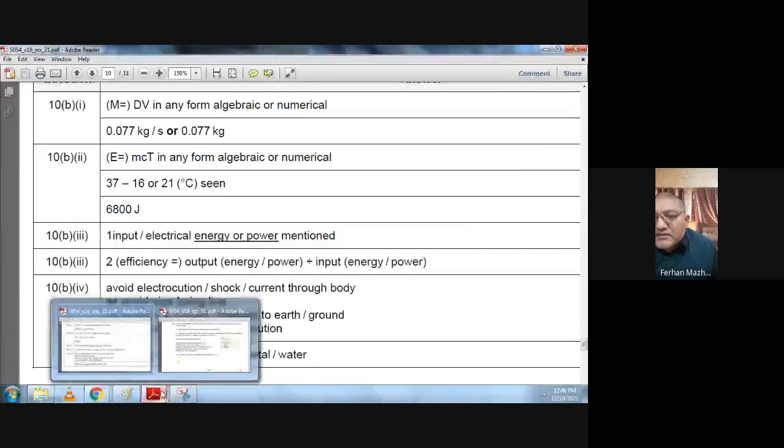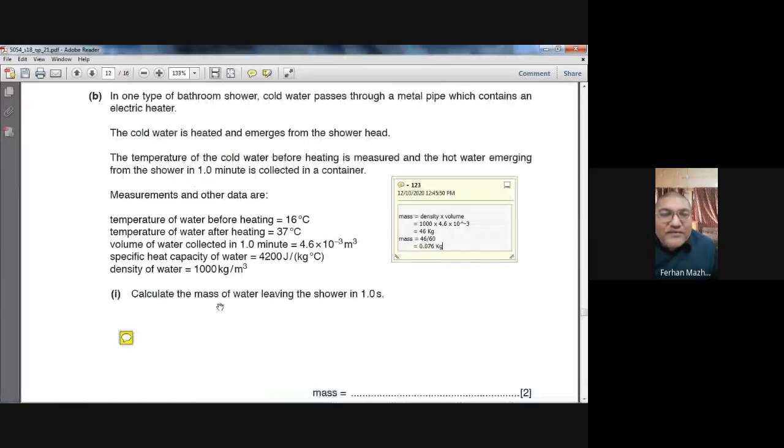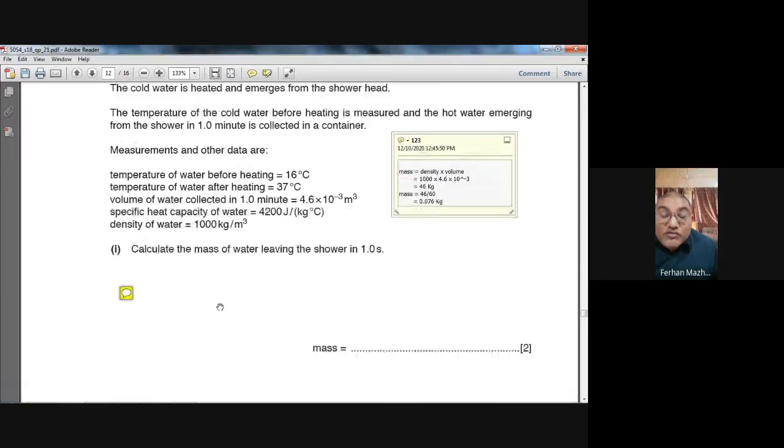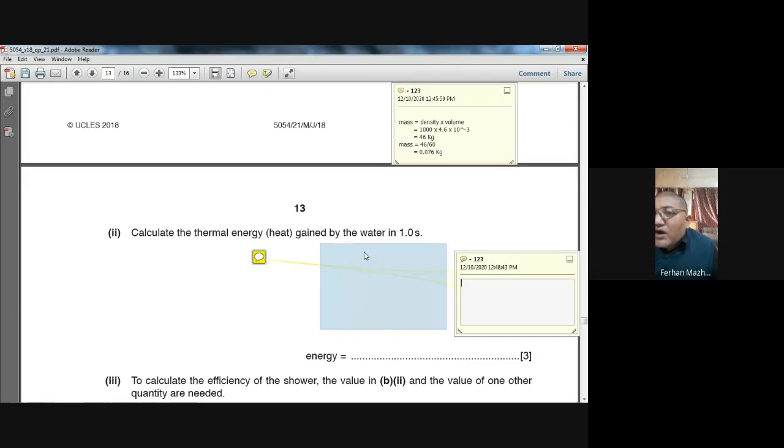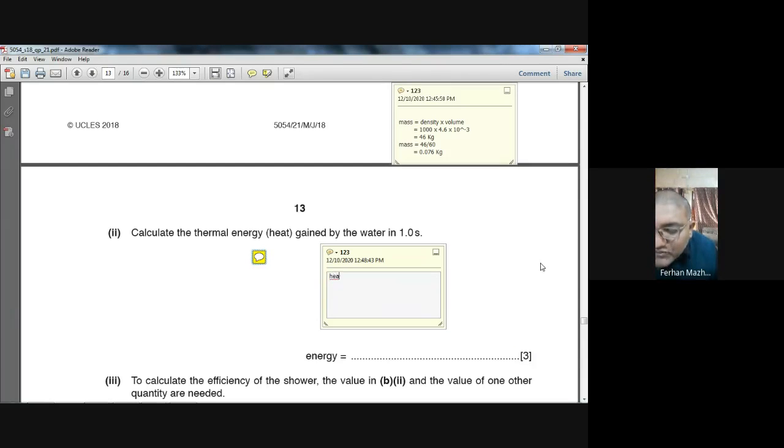Okay, the next part. Are you done with this? It's a 2-mark numerical. Yes, sir. He says calculate the thermal energy, heat gained by the water in 1 second. You know the heat involved, we can find that. The heat involved is mcΔθ. I'm not able to write the delta right now, so I'm writing Q.